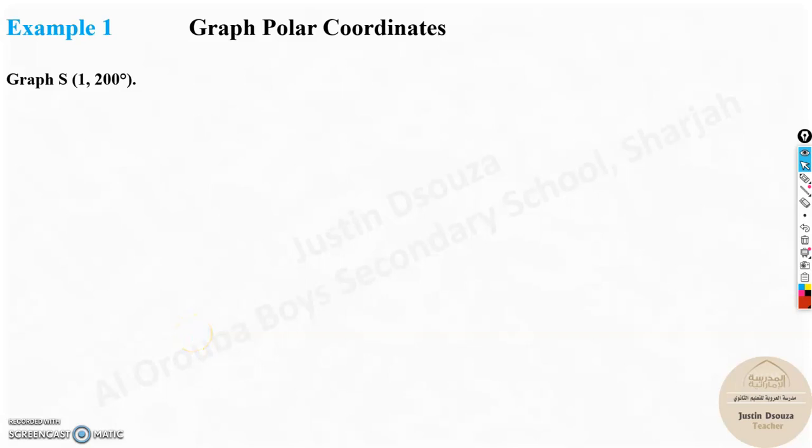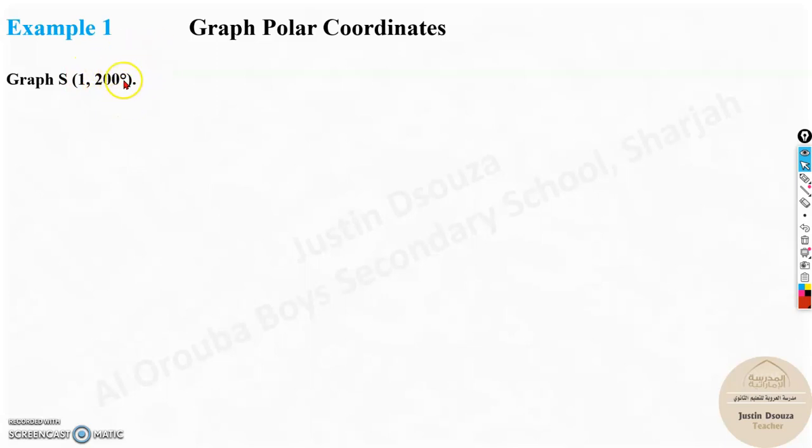Moving to the first example problem, it is to graph polar coordinates. Now the problem is so short and so sweet, it's just S(1, 200 degrees), but you need to get the graph from this. How would you do it? Look at this, S(1, 200 degrees).